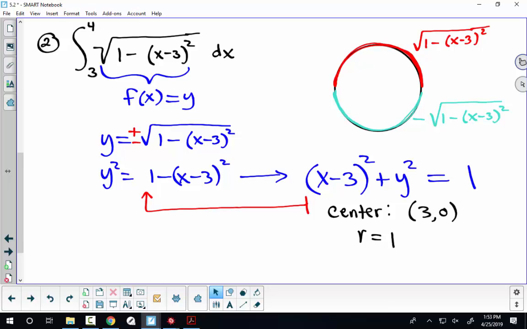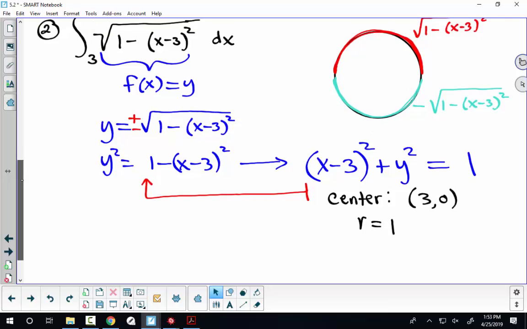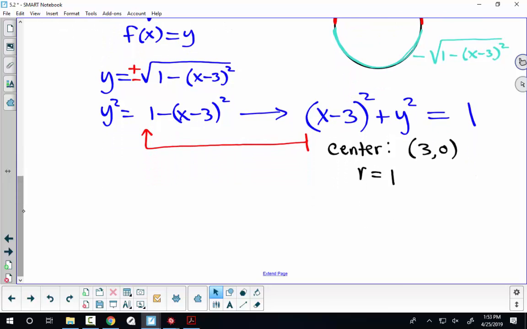I have the answer. I have the answer. Okay, what is it? Pi over 4. Right. So let's make a note here that it's also the top half of the circle. I'm going to erase this stuff here.